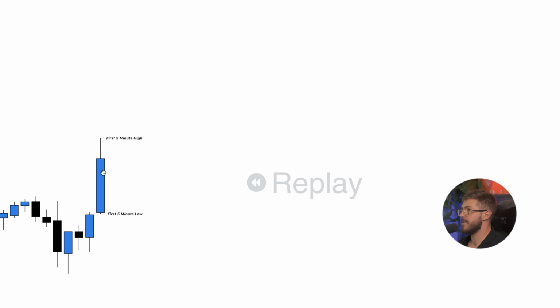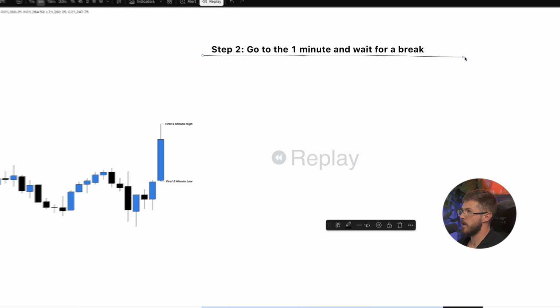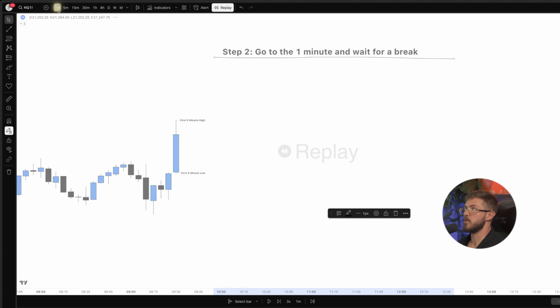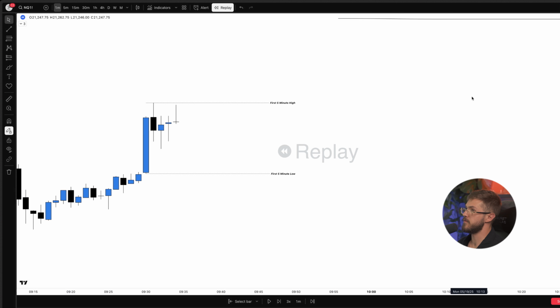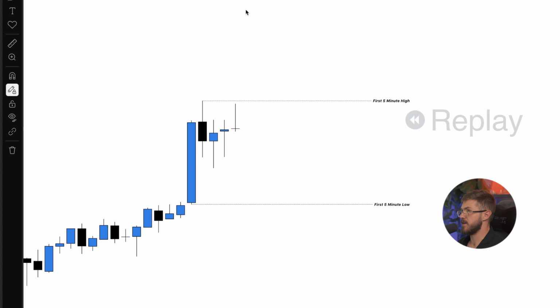So after that first 5-minute candle closes, step 2 is we're going to go to the 1-minute chart and wait for a break. So you would go up here on TradingView and click the 1 minute, and this brings you to a view where each candle represents 1 minute rather than each candle representing 5 minutes. So the next step is we want to wait for our break. Now, whenever we're looking for a break, we want to make sure it's not just a wick. This is very, very important.